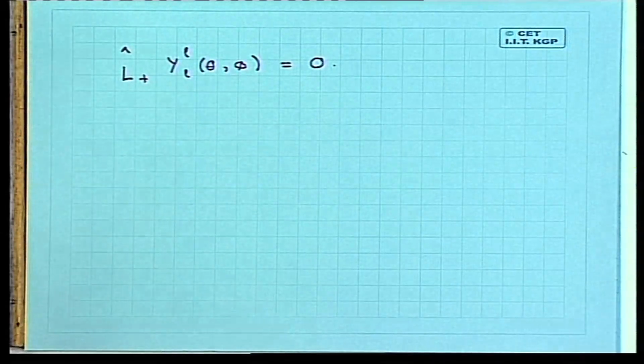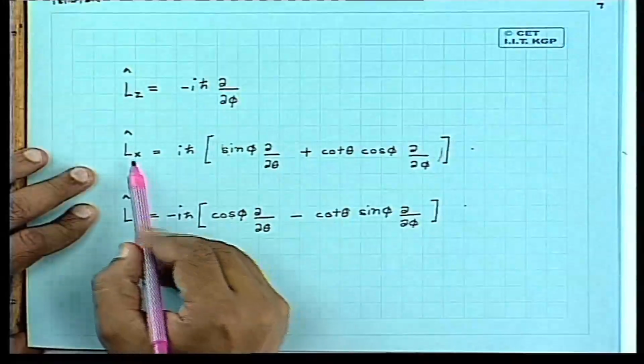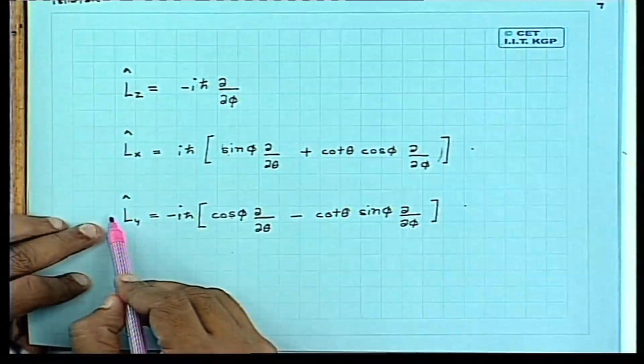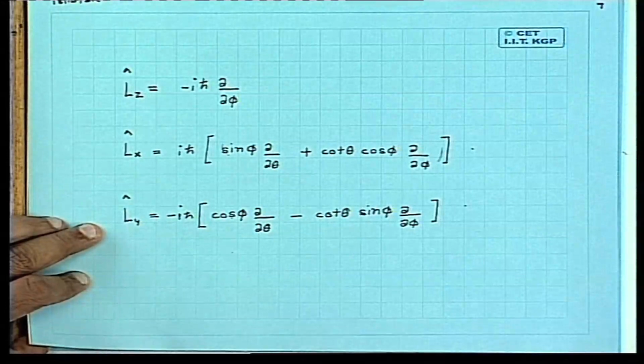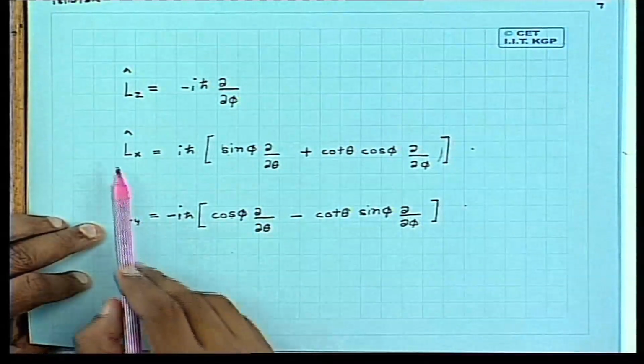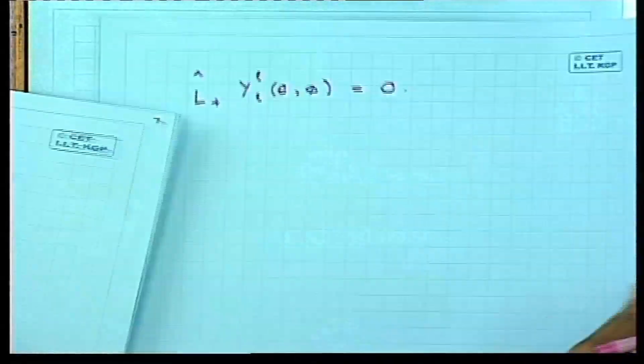So, let me get the expression for Lx and Ly. These are the expressions for Lx and Ly, and L plus is obtained by multiplying Ly by i and adding it to Lx. So, let me work out what is L plus and what is L minus first, and then we shall come back to this.